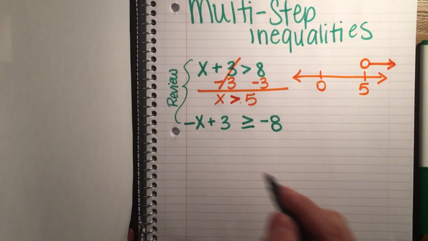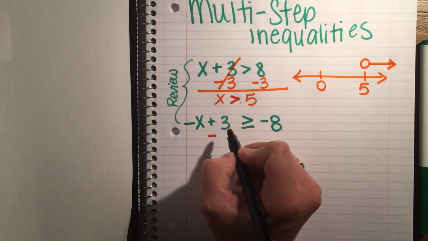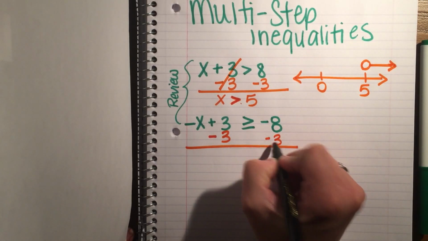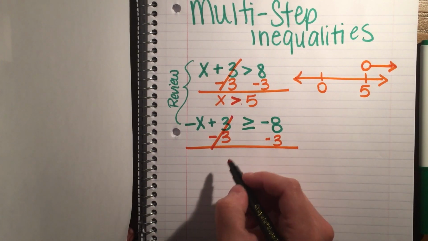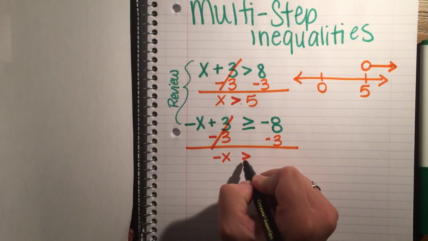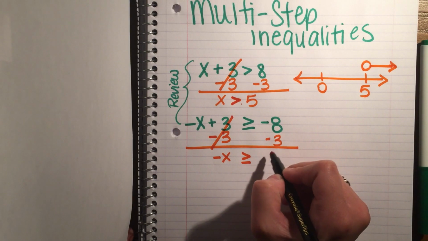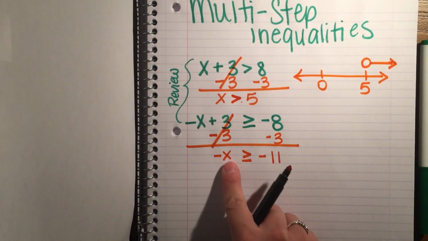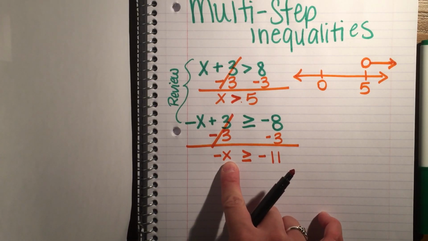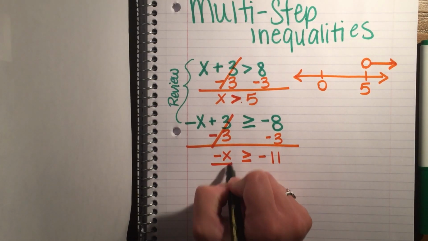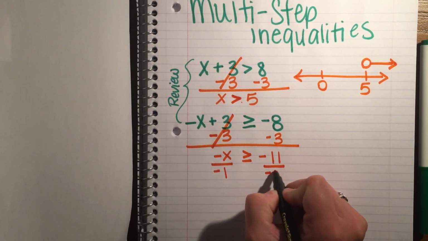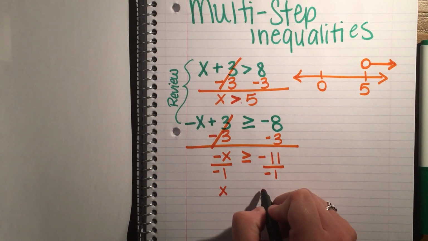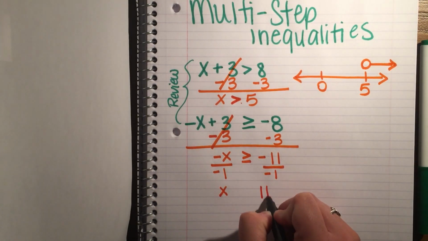It's a two-step inequality for review. In order to get this 3 to the other side, we have to subtract it. What you do to one side, you have to do to the other. 3 minus 3 cancels out, and we're left with negative x is greater than or equal to negative 8 minus 3, which is negative 11. But my x is negative, and we want it to be positive. So we have one more step. We're going to divide by negative 1 on both sides. So my x becomes positive, and I have negative 11 divided by negative 1, which is 11.